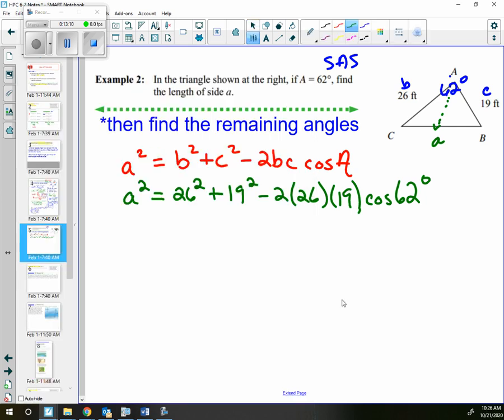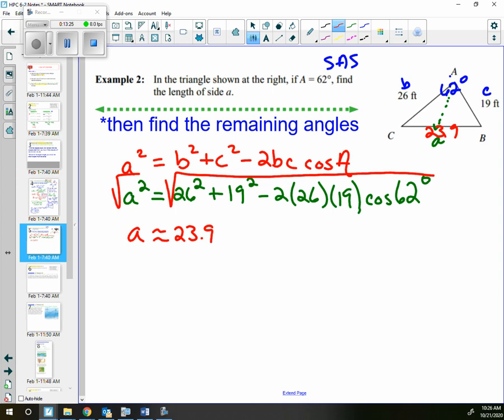Again, I have to square root that entire thing. Some people do that right away. They just put the square root in first. It doesn't matter though. You can decide which way you want to go with that. So that's going to be about 23.9. So I know what that side is. And again, it's going to be rounded. So I know I'm going to be using a rounded number, but that's okay.